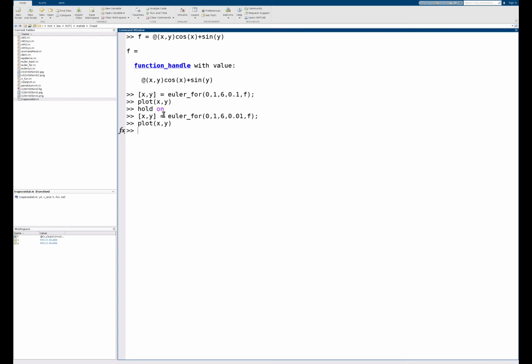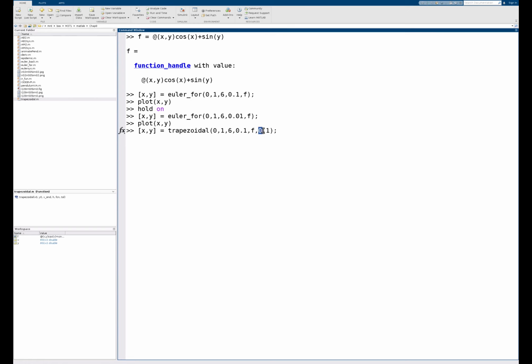Now let's see what happens if we try it with the trapezoidal method. Let's see, I think I did that. There we go. Yeah, let's try this one. So we're doing the same range, of course. I'm doing it with the crude h value of 0.1.